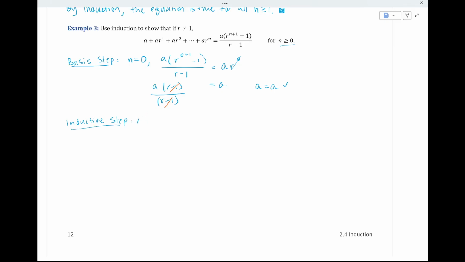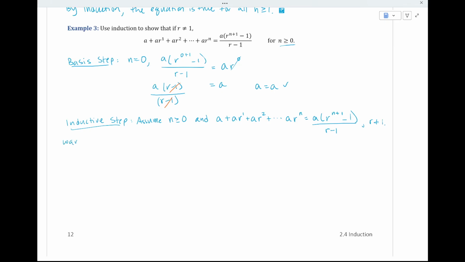We are going to assume that n is greater than or equal to 0 and that this equation is true: A plus AR^1 plus AR^2 plus all the way up to AR^n is equal to A times (r^(n+1) minus 1) over r minus 1. I'm going to put it over here. R can't be 1.